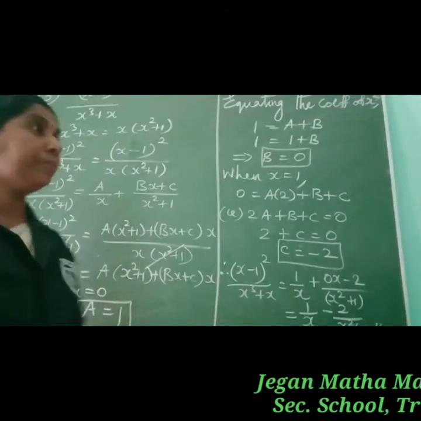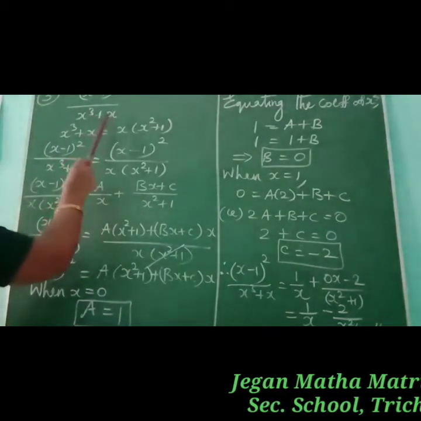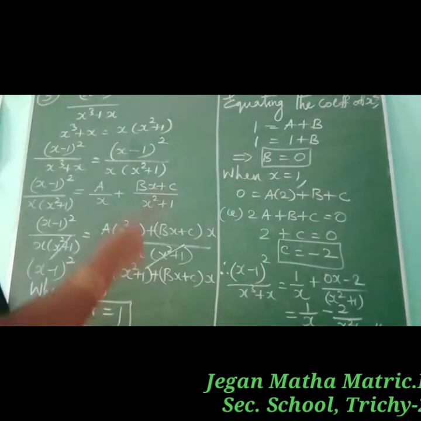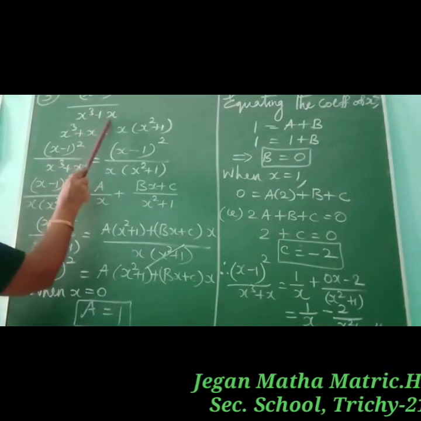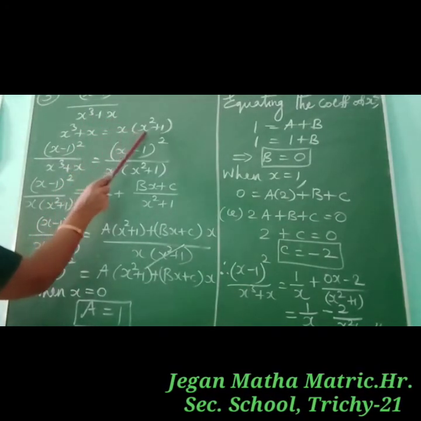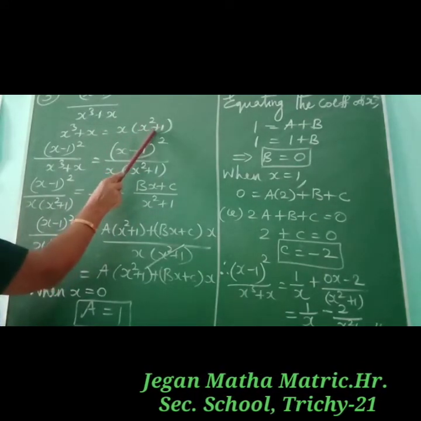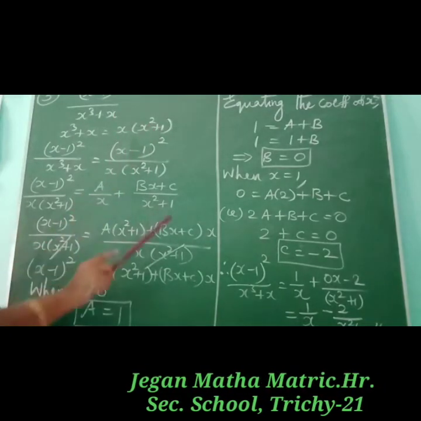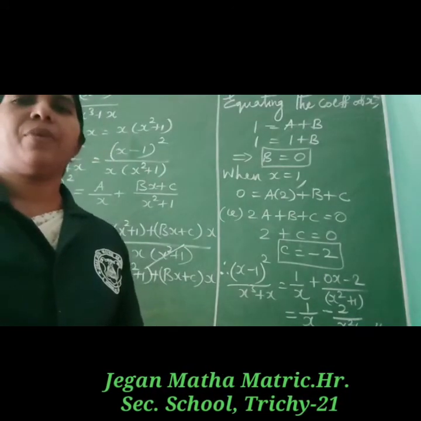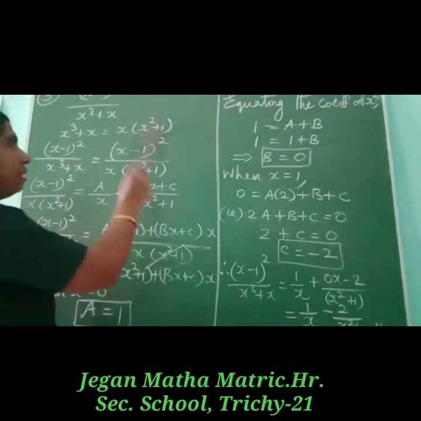Now let us solve one more sum. Here, x minus 1 the whole square divided by x cube plus x. So the first step is we have to factorize the denominator. Here in the denominator we have x cube plus x. X is common. If you take x outside, we get x square plus 1. After that we cannot factorize. That is, x square plus 1 is x square plus 1 only. If it is x square minus 1, once more we can factorize by the formula a square minus b square form. Here it is x square plus 1, so we have to leave it as it is.